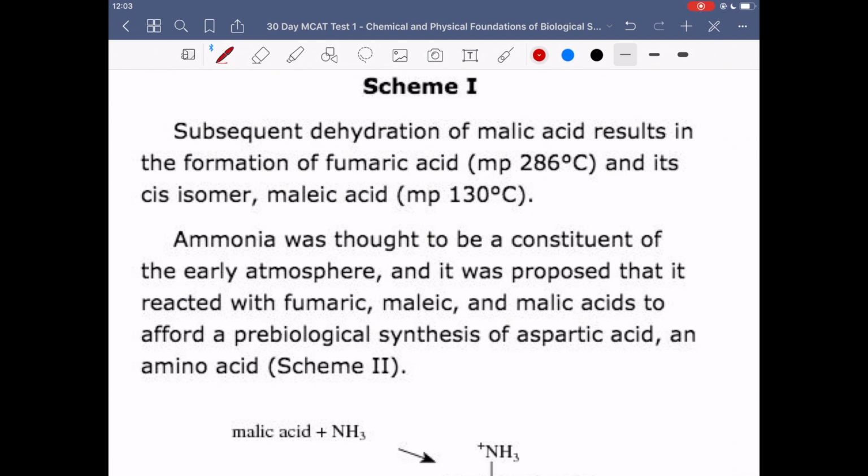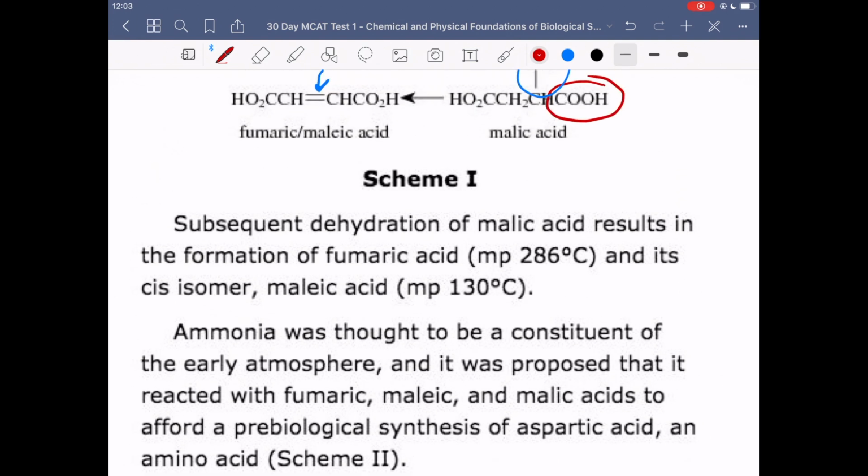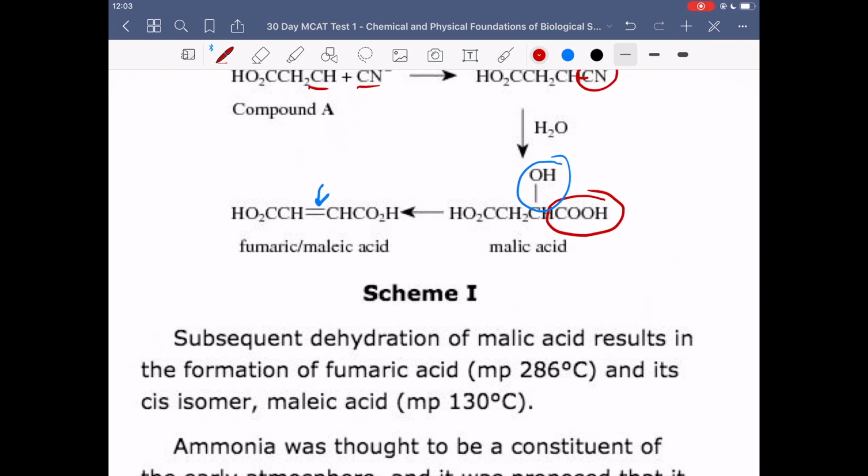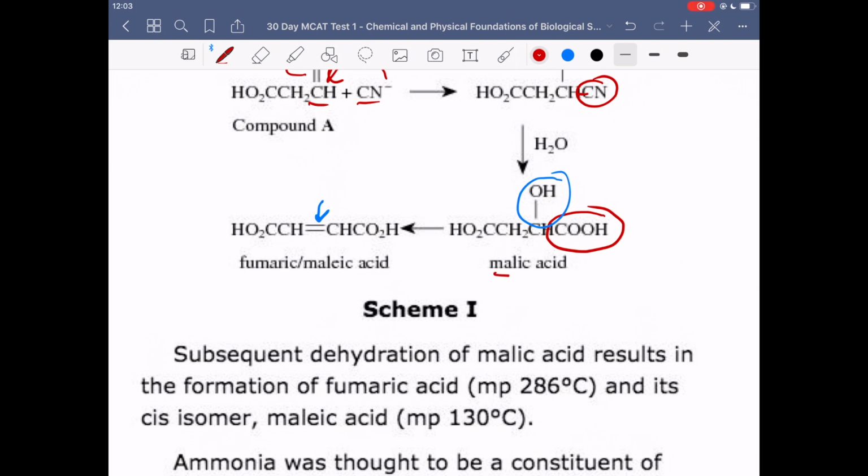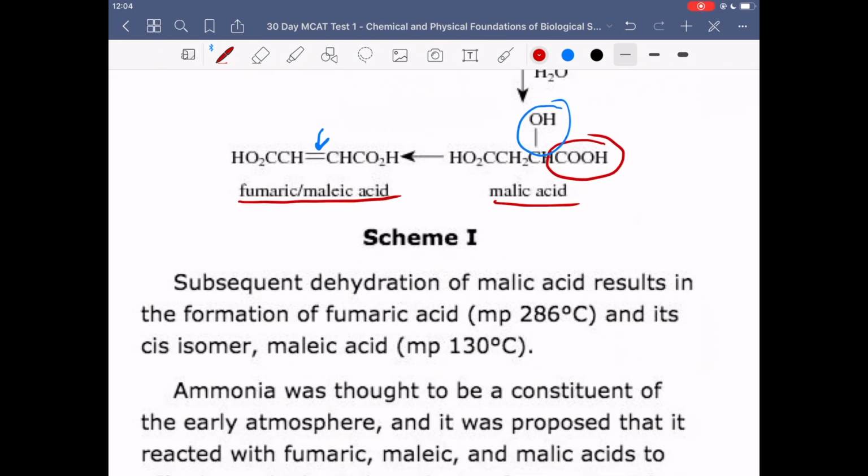Subsequent dehydration of malic acid results in the formation of fumaric acid and its cis isomer maleic acid. So malic acid was over here, and then we're told that dehydration forms either fumaric or maleic acid. So these are two different isomers, but otherwise they're similar. They came both from malic acid.